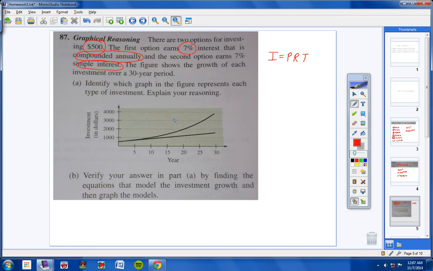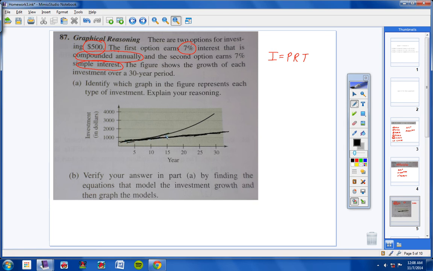And so it says here, identify which graph in the figure represents each type of investment. Explain your reasoning. Well, students, hopefully you understand this. Simple interest is not the best way to make money. It's going to be pretty much a straight line, a linear relationship like this. So notice the money is not going to increase as quickly, but compounded annually, that's exponential. So it's going to have a curve to it.